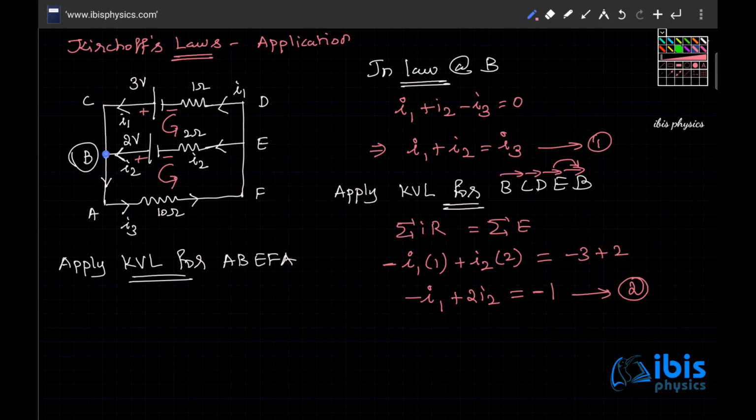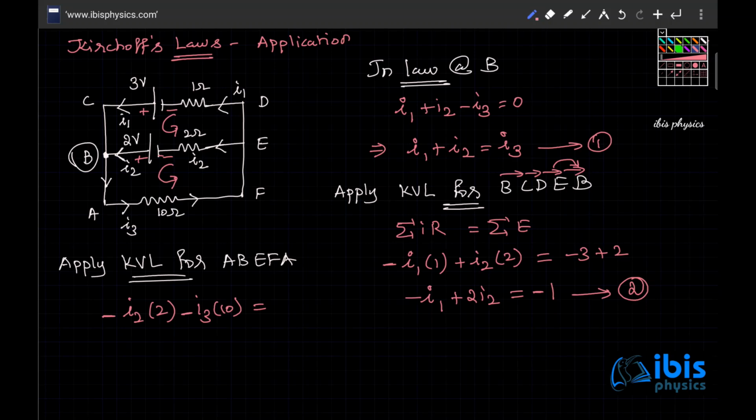A to B, no resistance. B to E, the current comes in the opposite direction, I2 into 2. So it is minus I2 into 2. E to F, no resistor. F to A, you are coming in the opposite direction, so 10 ohm I3. So it is minus I3 into 10.